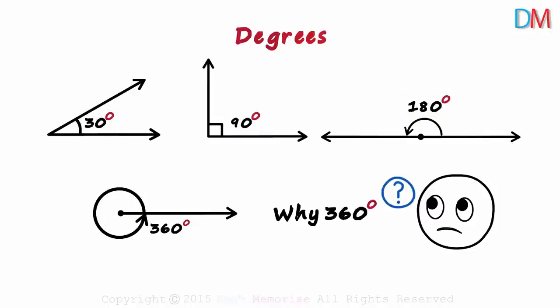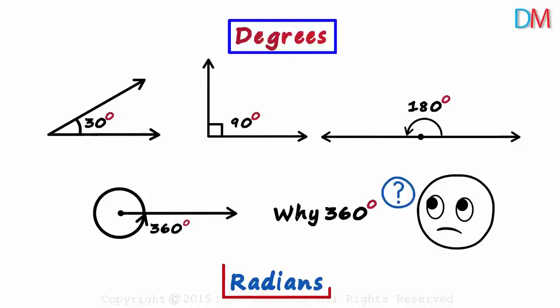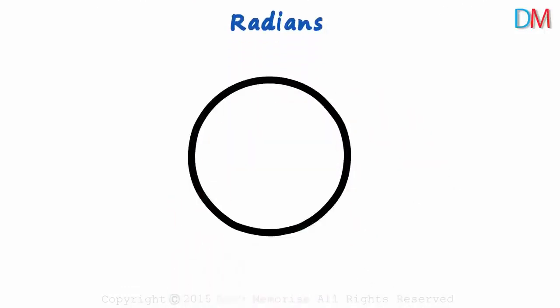Yes, that brings us to the concept of radians, and trust me, not many people understand what radians mean. Most people know how to convert from degrees to radians and vice versa, but it ends there. To understand what radians mean, let's draw a circle. Let point O be its center and length R be its radius.